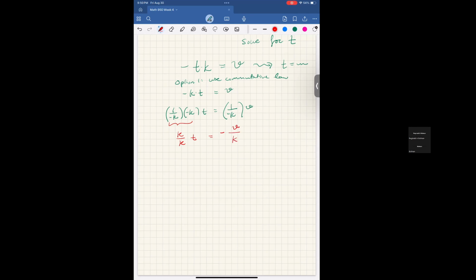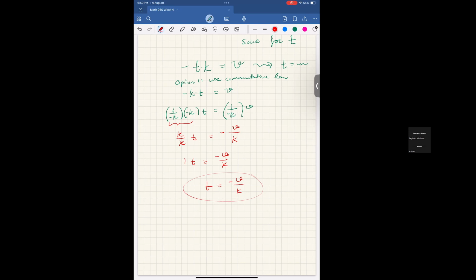Okay, take a deep breath. K divided by k just gives you 1, so you'll have 1 times t is equal to negative v over k. And you have your answer. T is equal to negative v over k. Voila. All right, but remember that's option number 1.